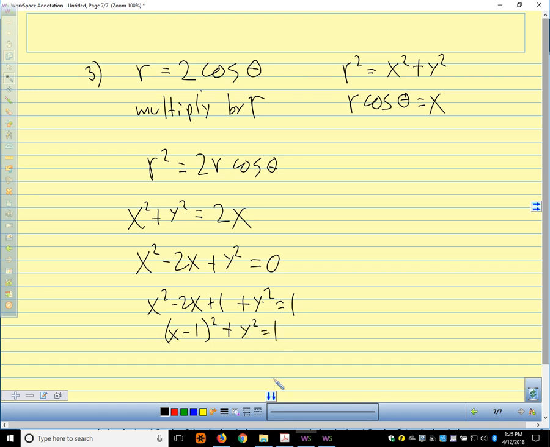What is that? That's a circle shifted one unit right. So this is the equation for a circle shifted one unit right on the x-axis. Isn't that nice? R equals 2 cosine theta, that's a pretty nice equation. X minus 1 squared plus y squared equals 1, that's kind of a messy equation.